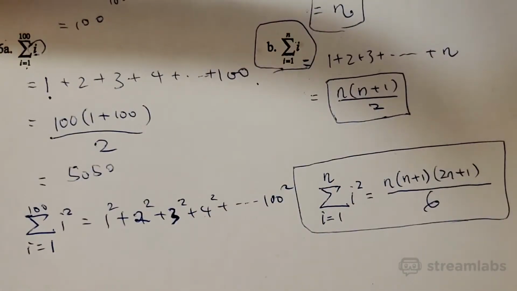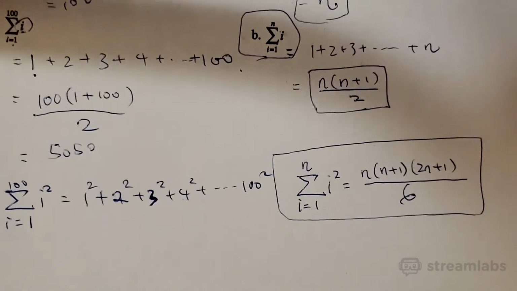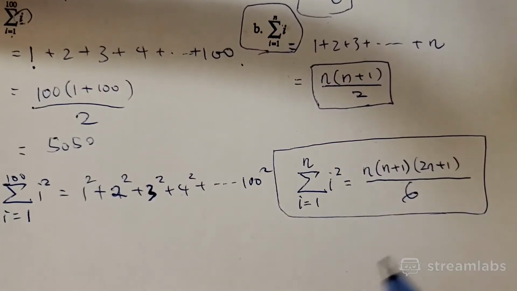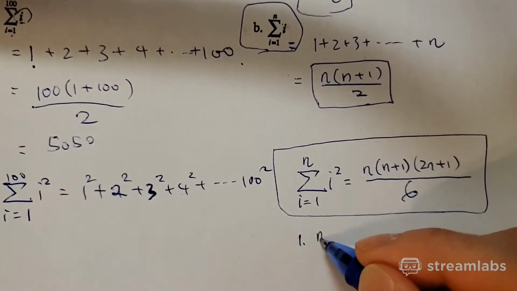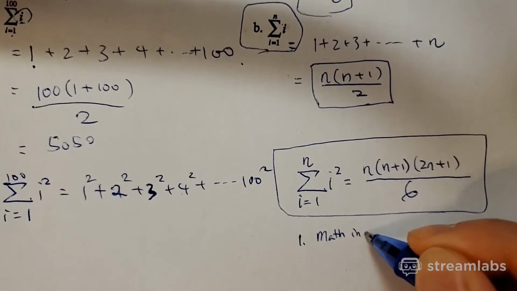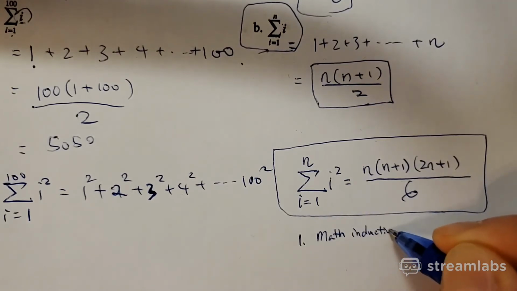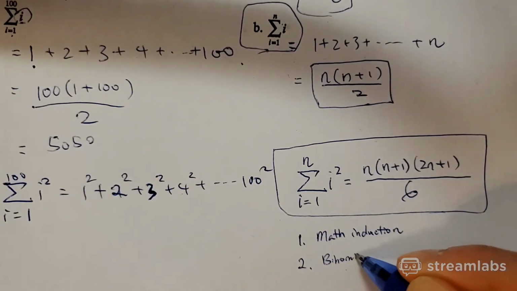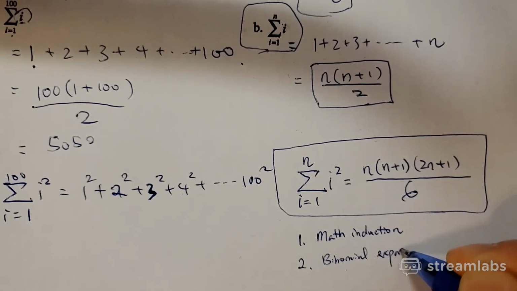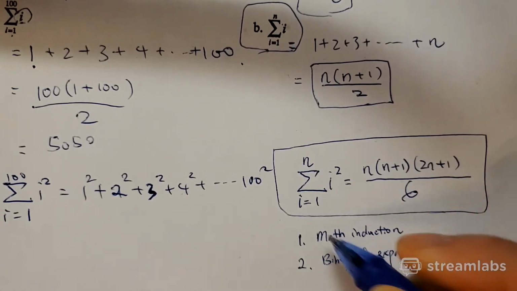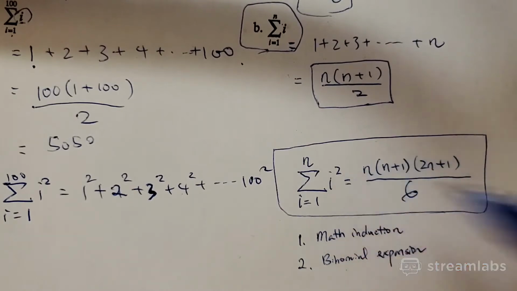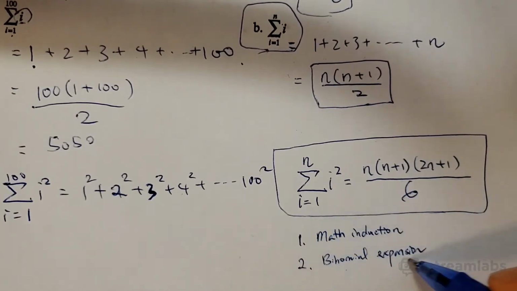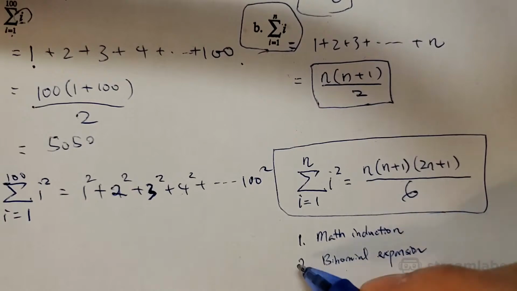How do you prove this? Well, there's two main ways to do it. One is called math induction, which you may or may not learn in the end. The other one is called binomial expansion. If you're interested in this, just look for the proof for the sum of i squared. They have the whole proof. Usually people prove it with number 2.